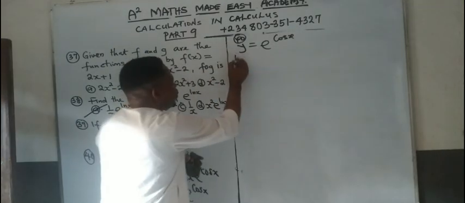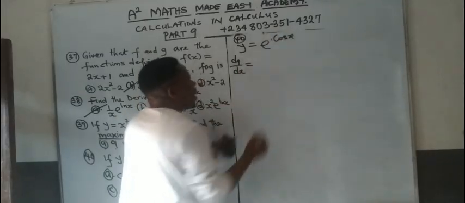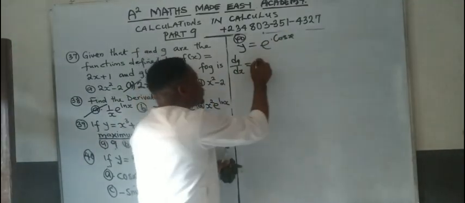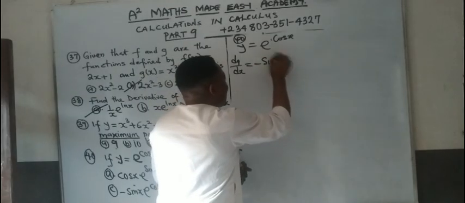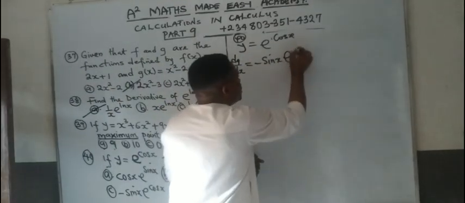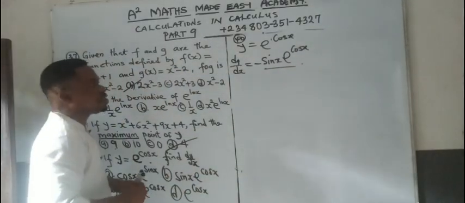What is the law? y times dy/dx. Then differentiate the power. The power is cos x. When you differentiate cos x, always know that the answer is minus sin x. Then the next thing is to repeat the question, which is exponential cos x. And that is the final answer. This is called the shortcut.